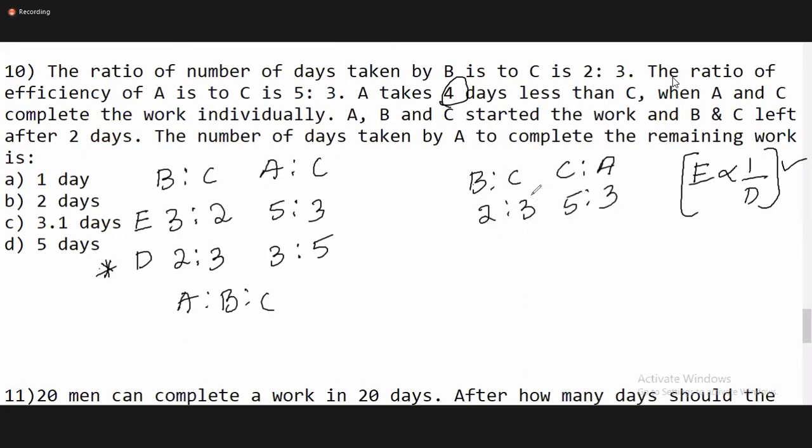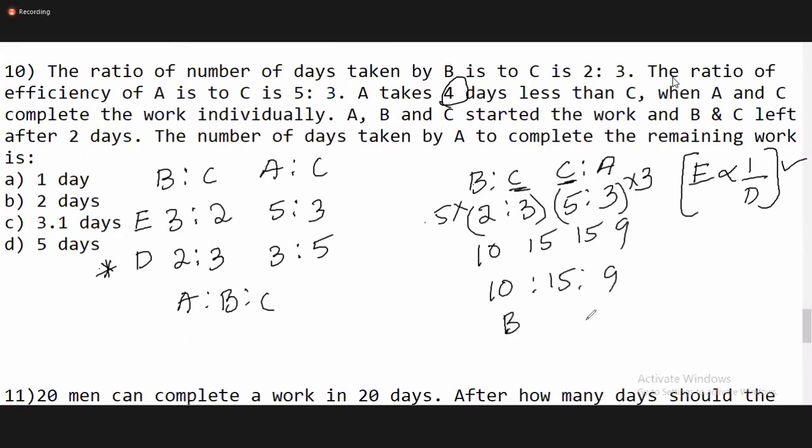So from this, can I multiply this whole ratio with 5, and this whole ratio with 3? Because my C is not the same, that's why I'm equating it. 5 2 is 10, 5 3 is 15, 5 3 is 15, 3 3 is 9. So I am rearranging it: 10 is to 15 is to 9. This is B is to C is to A. So A is to B is to C as 9 is to 10 is to 15. Is this point clear, everybody?